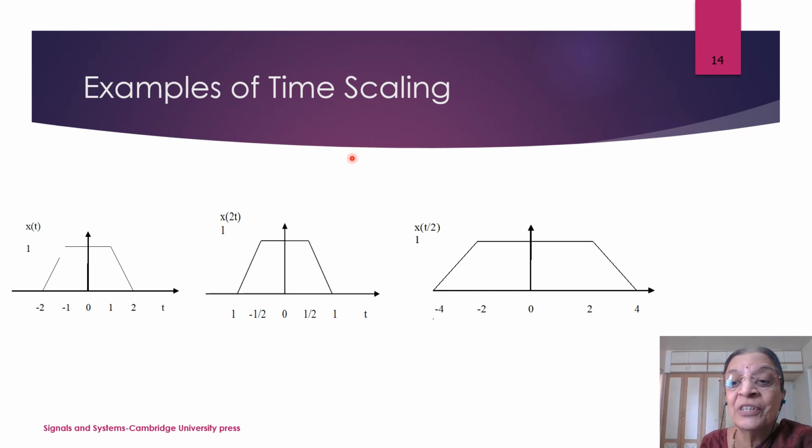Now consider time scaling. If, instead of x(t), I write x(2t), I am scaling the time by a factor of half. If this is existing between minus 2 to plus 2, now it will exist between minus 1 to plus 1. Sorry, it has to be minus 1 here. So minus 1 to plus 1. And if I write x(t/2), the corresponding time axis is multiplied by 2. So if the signal exists between minus 2 to plus 2, it will exist here between minus 4 to plus 4.